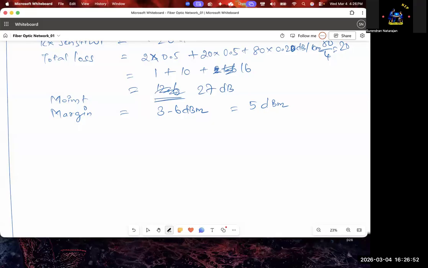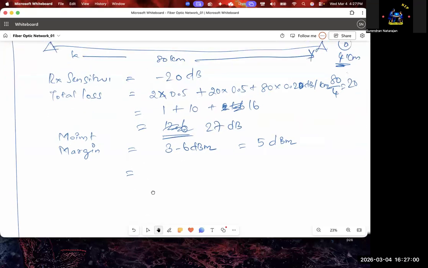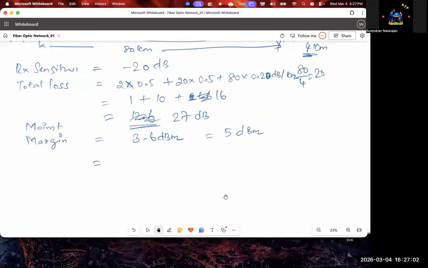Okay. So what is the total thing? First one is our receiver sensitivity, that is minus 20 dB, plus our total loss, 27, plus our maintenance margin. So if you consider 7 plus 5 equal to 12.